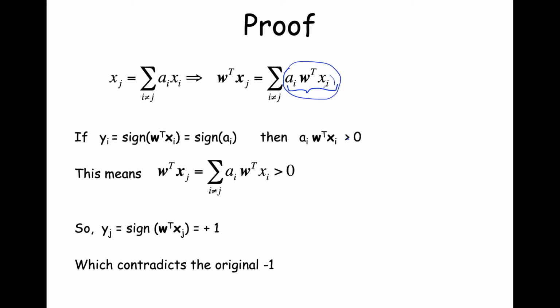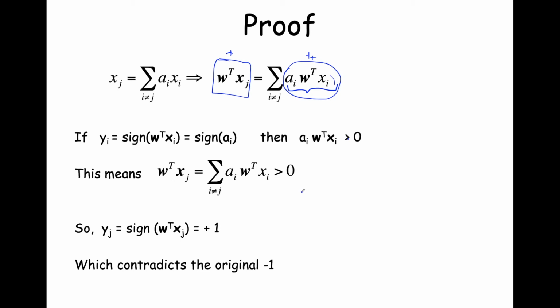So what exactly does that mean? Well, if we have the sum of non-zero components and each non-zero component is positive, that means the sum of all things that are positive has to result in the left-hand side of equality also being positive. So what that means is W transpose xj must also be positive. And if W transpose xj must be positive, that means sign W transpose xj also has to be positive, or +1.